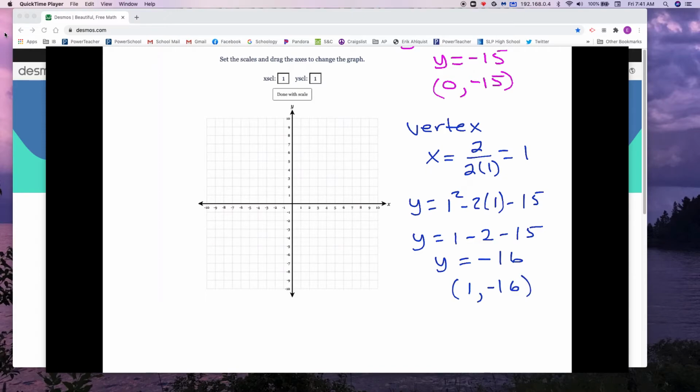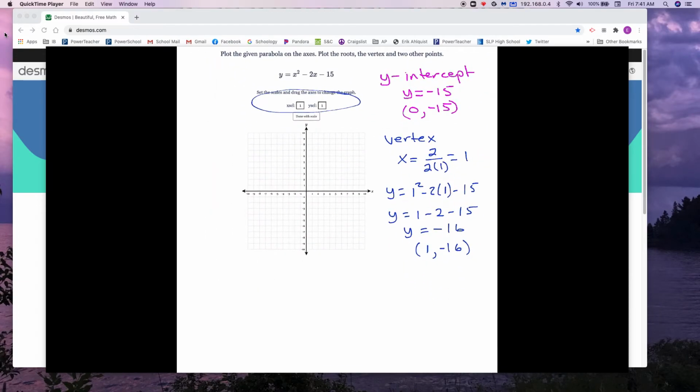So there's our vertex. We're going to have to change the scale. Notice on this kind of problem, you can change the scale, so you can change what the y and the x go to. If I only go down to 10 here, I can make it go down a little further if I made it go down to negative 20. So play around with that, and that'll adjust your graph.